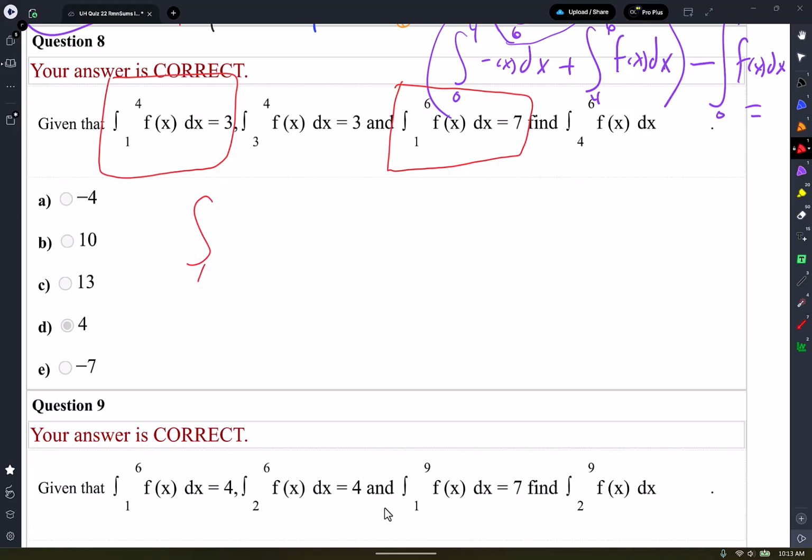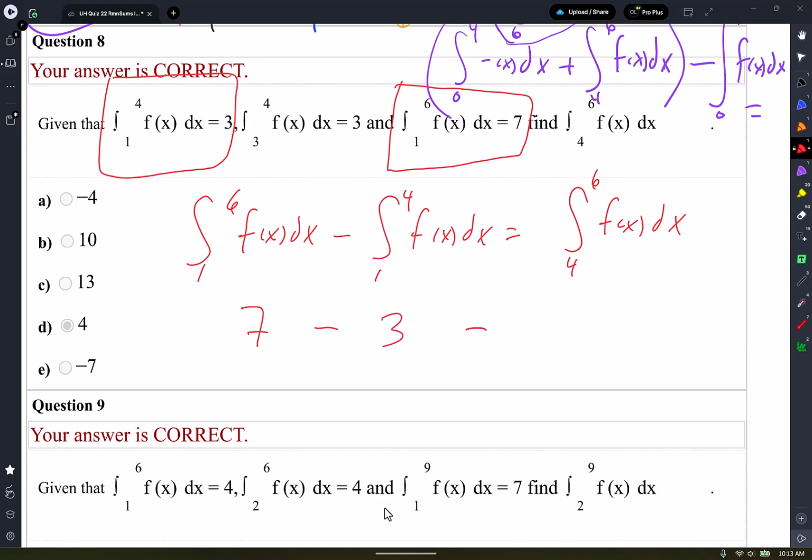Integral from 1 to 6 of f of x dx. And if I subtract the area from 1 to 4 of f of x dx, that will give me the area from 4 to 6. Take the 7, subtract the 3. What's that? Thank you, miss.